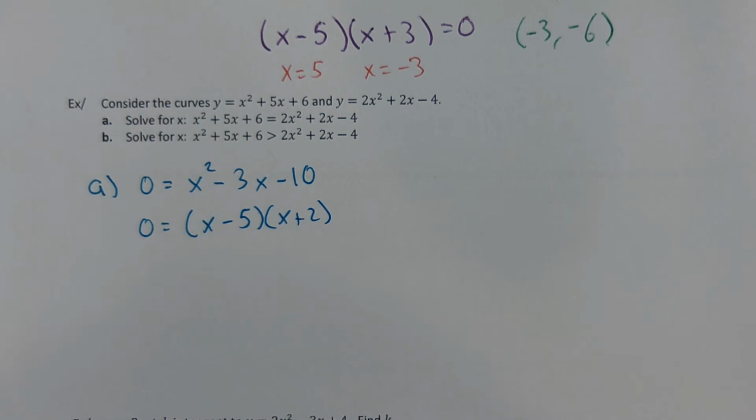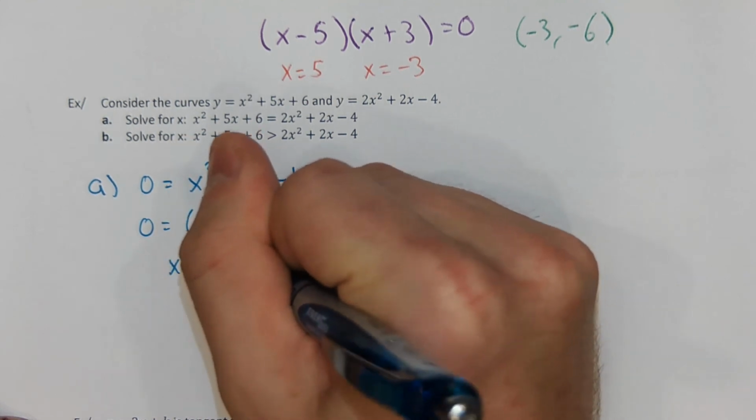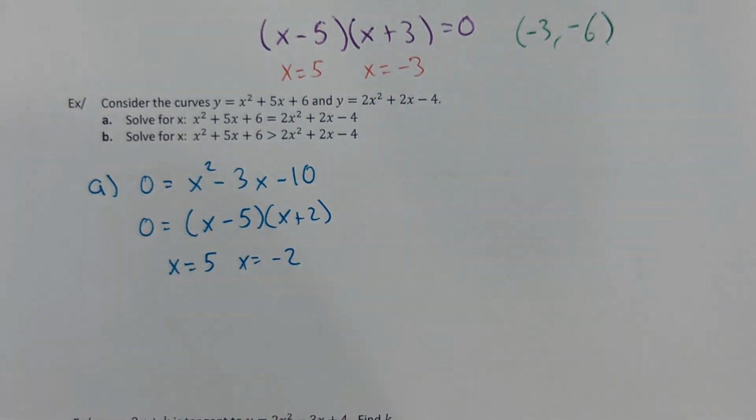This one just says solve for x, so there's no plugging back in. We legitimately just write, oh well, x equals 5 and x equals negative 2. Done.